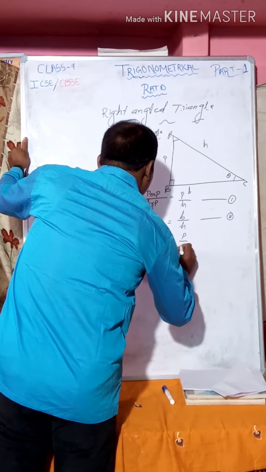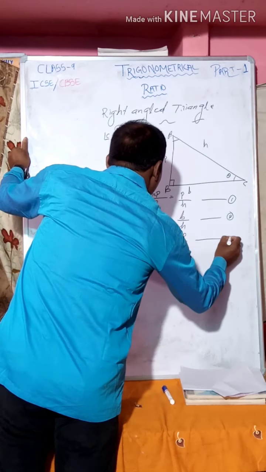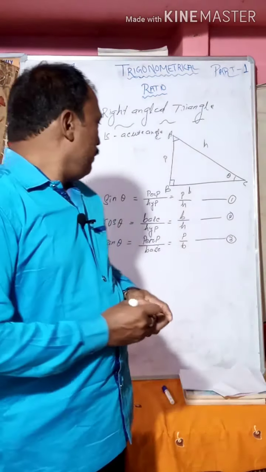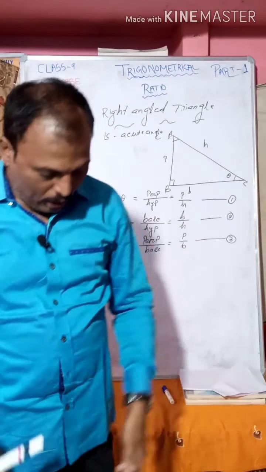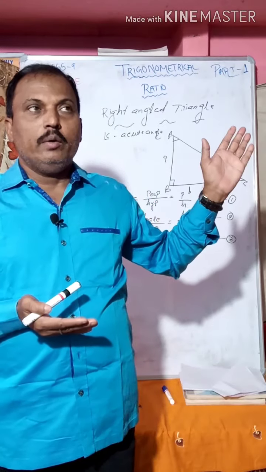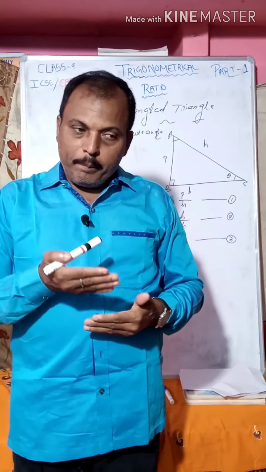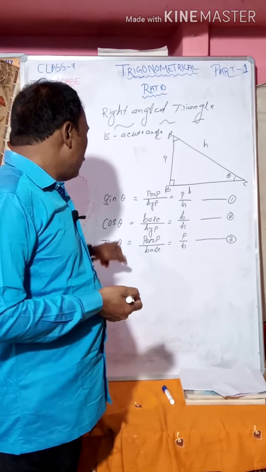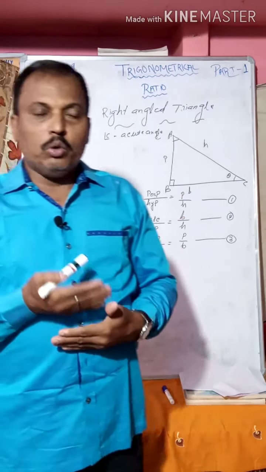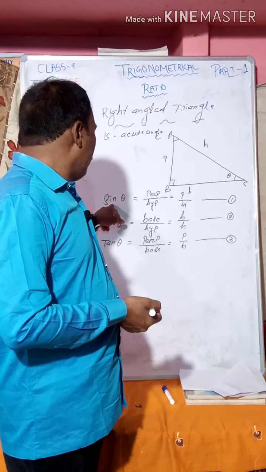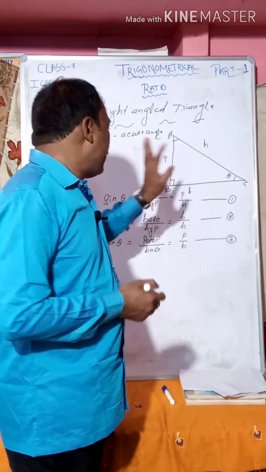P upon B. Formula third ratio. Because I already said, trigonometrical ratios means sine, cos, tan, cot, sec, cosec, all are trigonometrical ratios. How can we convert the trigonometry into trigonometrical ratios?